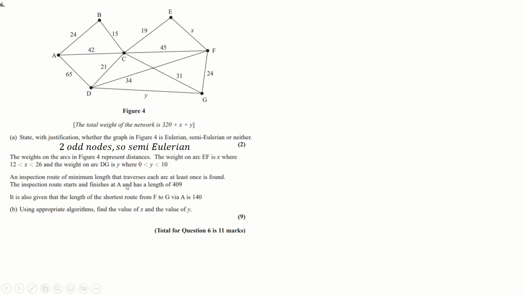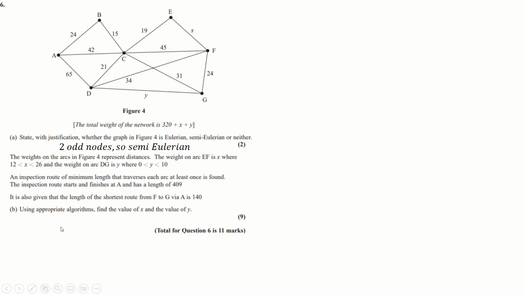And it starts and finishes at A, so it must use every single arc here, and then it must use some of them again to get back to A. So wherever it finishes, it must use some of those again and get back to A, and that's length 409. It's also given the shortest distance from F to G, but you have to go via A as this. Using appropriate algorithms, find X and Y.